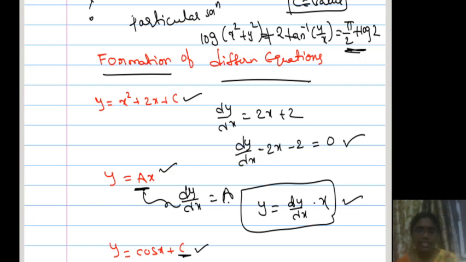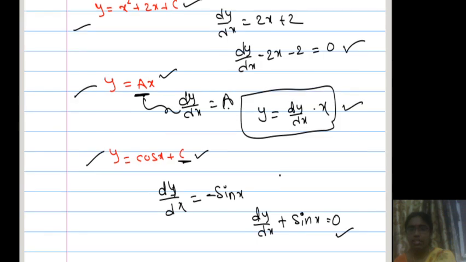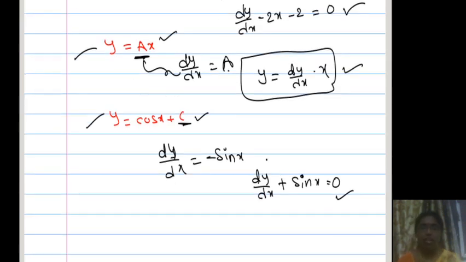So it is very simple. Whatever questions I give you are very simple problems, where we only differentiate once. What is the concept? First identify how many arbitrary constants there are, and differentiate that many times. After that, simplify using the given equation and eliminate the arbitrary constants, then you will get the required differential equation. That is our formation of differential equation.